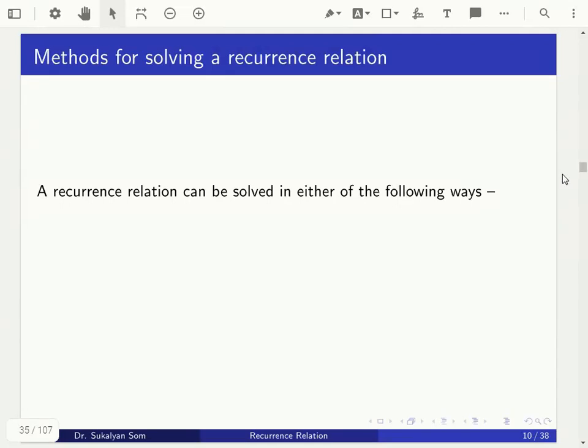This lecture is about the solution of a recurrence relation, particularly linear in nature. We are going to discuss the different methods for solving a linear recurrence relation, and also one of those methods.